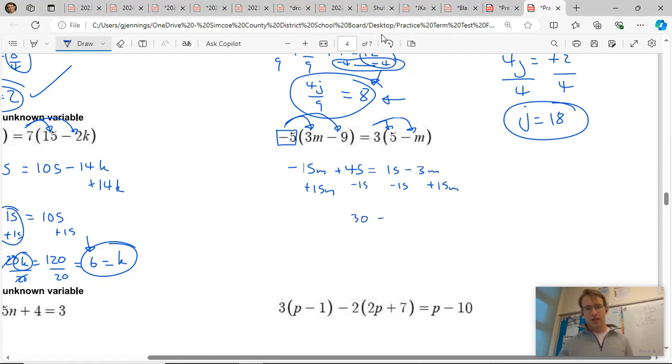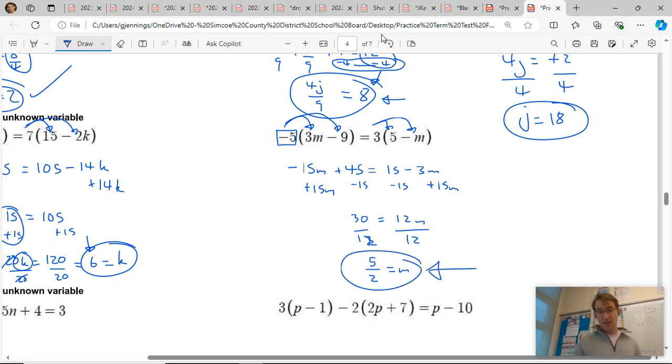We got 30 is equal to 12m. Divide both sides by 12. 30 divided by 12 happens to be 6 on 3. Wait, no, what? No, we can't say 6. 5 on 2. 5 on 2 is what we're left with, is equal to m. That's done. Final answer. Yes, your answers can be fractions. In fact, they frequently will be.